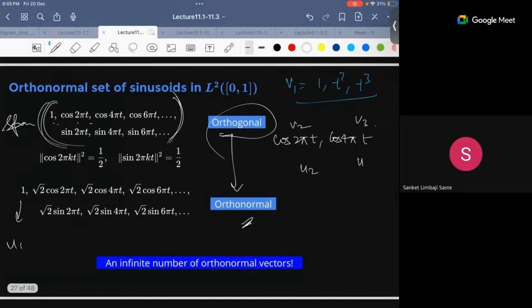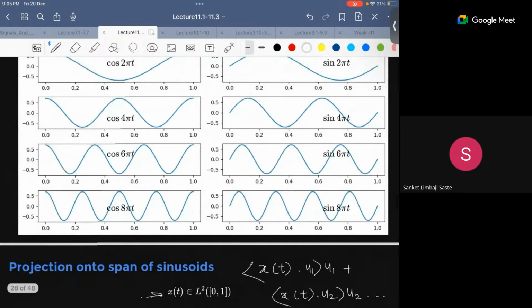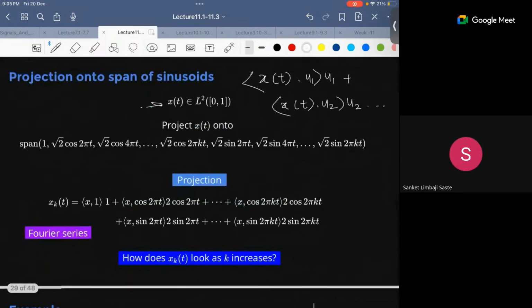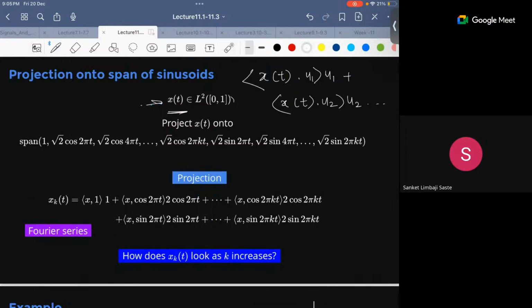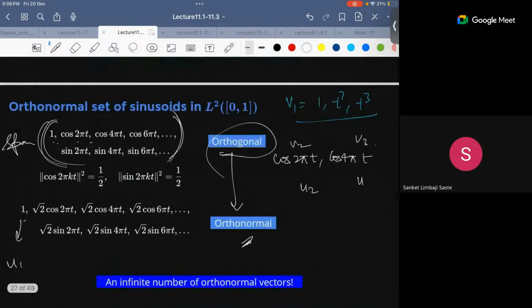Directly you can use that formula to calculate the best approximation for any function or any signal. I hope that is making sense. And this is what a Fourier series is. If we were having some function x(t) in the function space L2 from 0 to 1, now you have to project onto the span of this: 1, root 2 cos 2 pi t, root 2 cos 4 pi t, from where we got these, right? From here only we got.